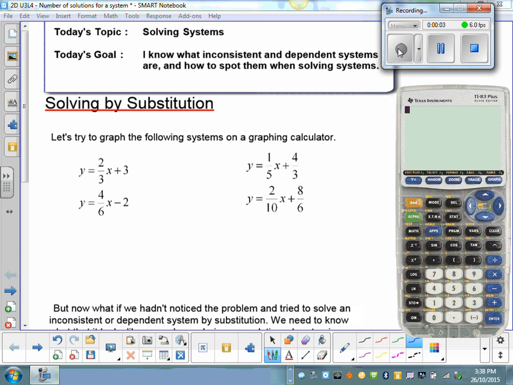Hi guys, today we're going to take a look at situations where we don't get what we expect as far as lines crossing each other. So we're going to take a look at something called inconsistent systems and dependent systems. And we're going to use substitution to solve here. We also call this when answers get weird.